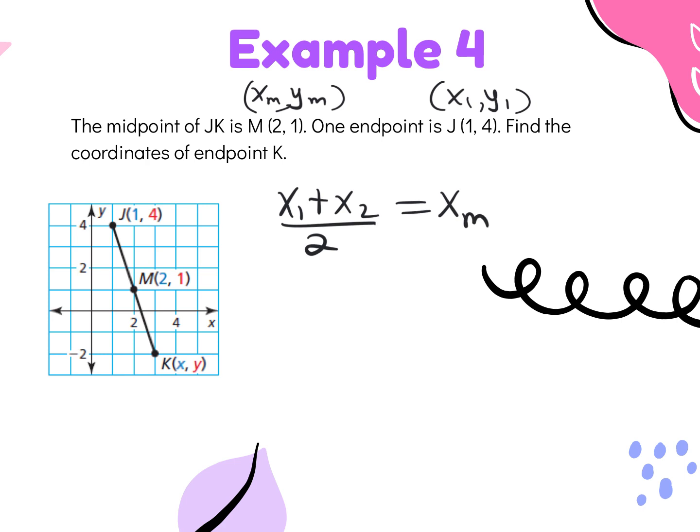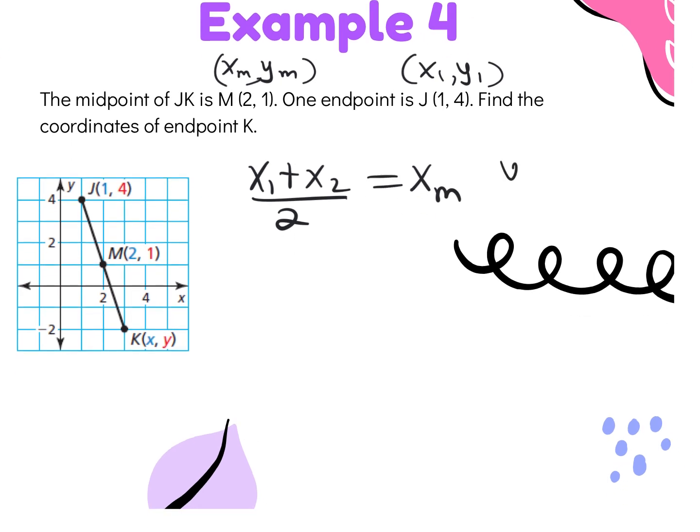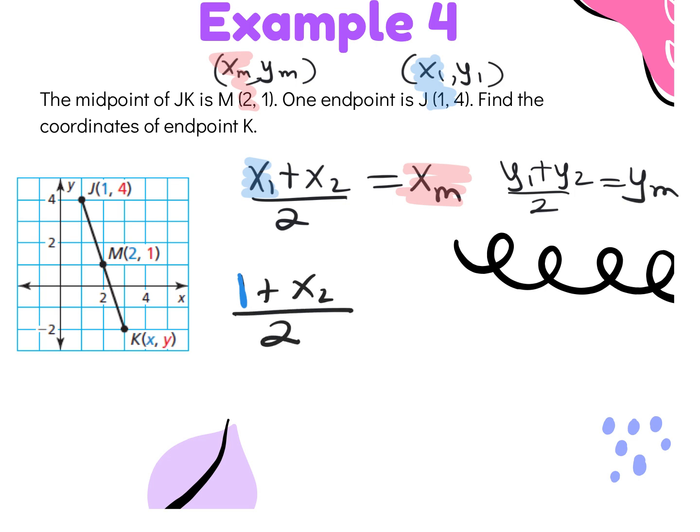So this is the first formula I'm working with, the first part of it, and then y1 plus y2, divided by 2, equals the y of the midpoint. Let me go ahead and replace the numbers that were given to me. I'm going to replace my x1 with a 1, and then I'm also replacing the x_m with the 2. So I'm going to put 1 plus x sub 2 divided by 2. That little 2 on that x is just a little label. And then the x of my midpoint was a positive 2.